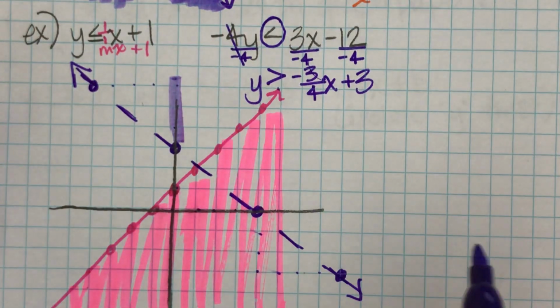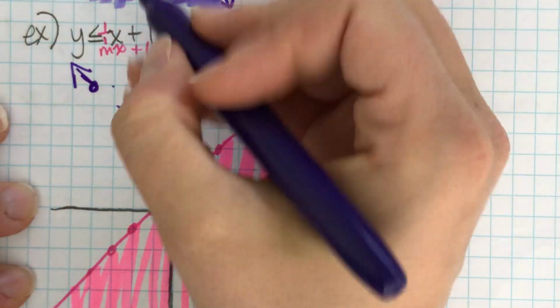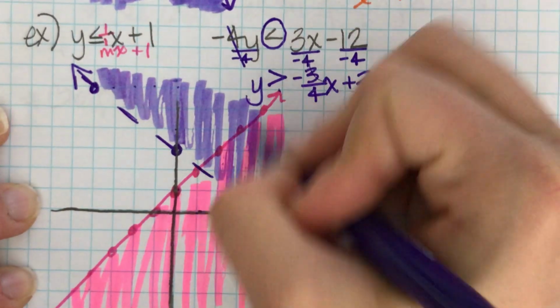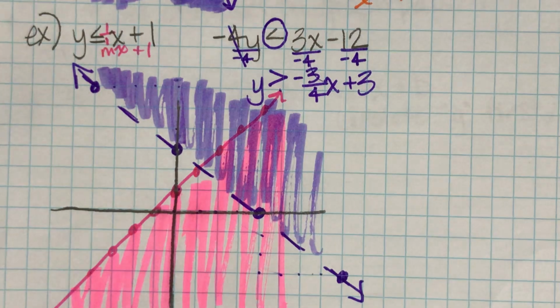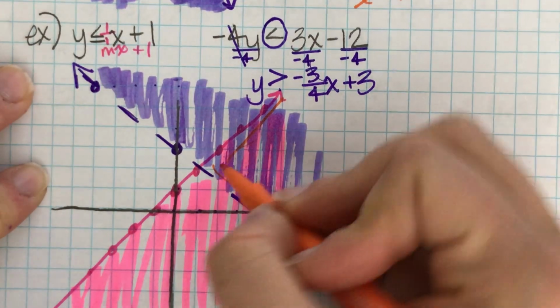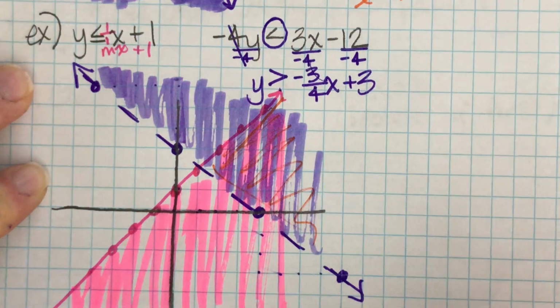I'm kind of ignoring the pink. I'm just blocking out the pink for a minute, and I'm going to shade all this purple stuff that's above the line. Okay? So now when I go to do possible solutions, the actual solution is in this double shaded portion, all this stuff that's shaded by both.